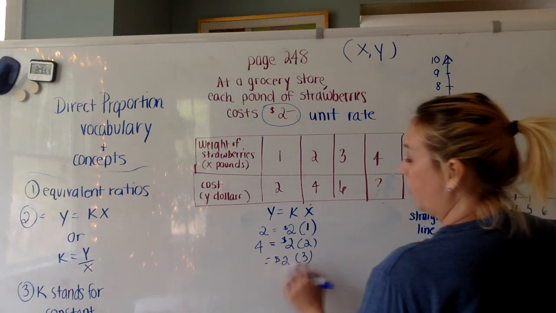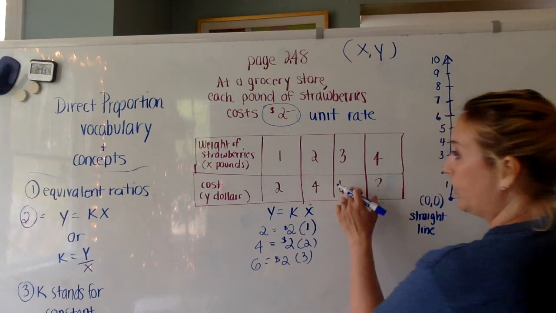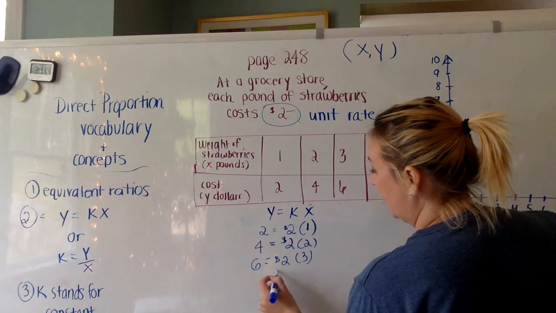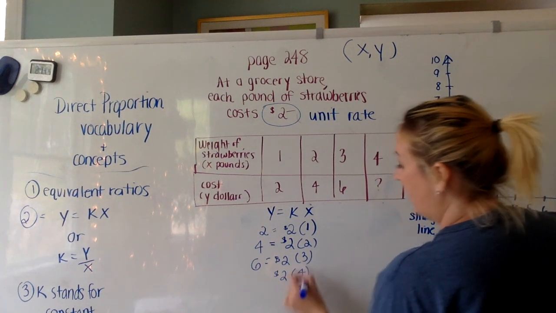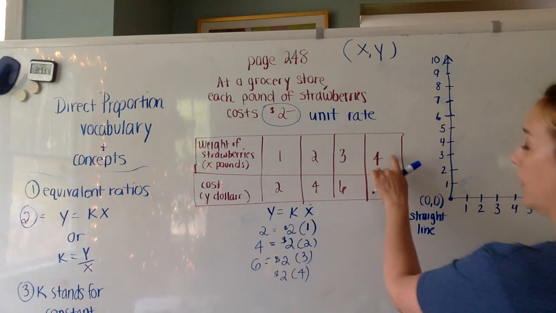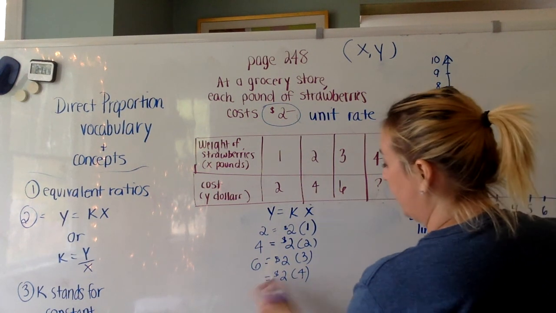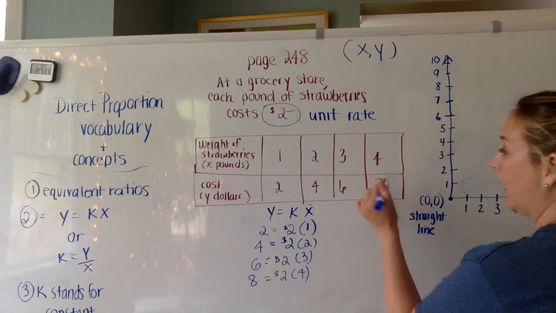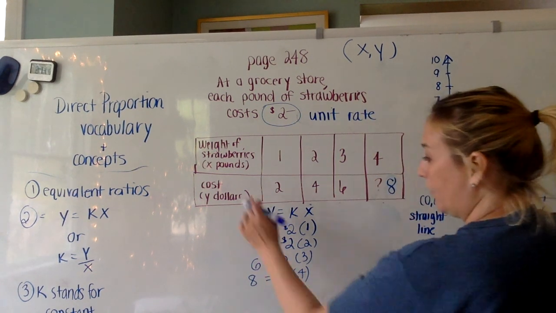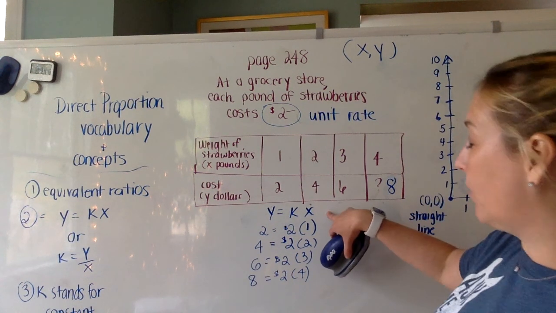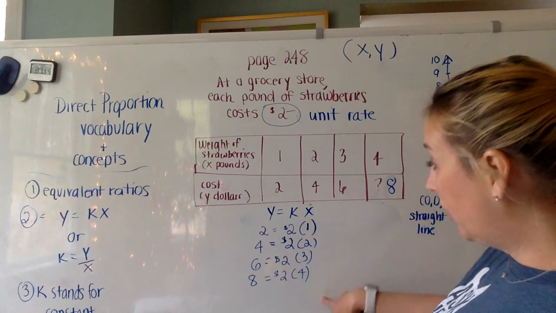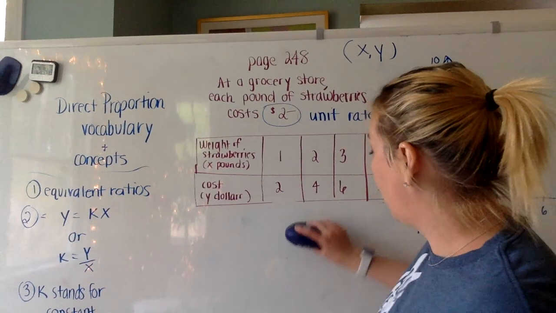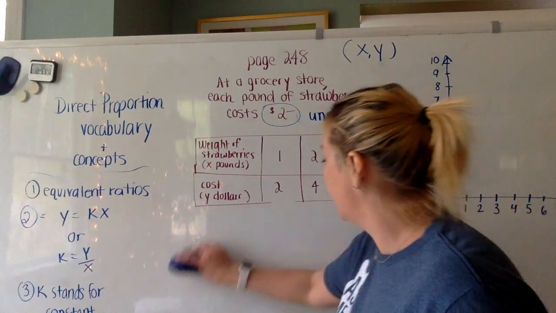And of course, 3 times 2 is 6, which is what our y was in the chart. And then our last one, our constant, is $2. We multiply that by the independent variable, but we had 4 pounds of strawberries. 4 times 2 is 8. And of course, our dependent variable, our y, was 8. So we know that when we use y equals k times x, all of these were equal to each other. So that's another way that we check if it's a direct proportion or a proportional relationship.